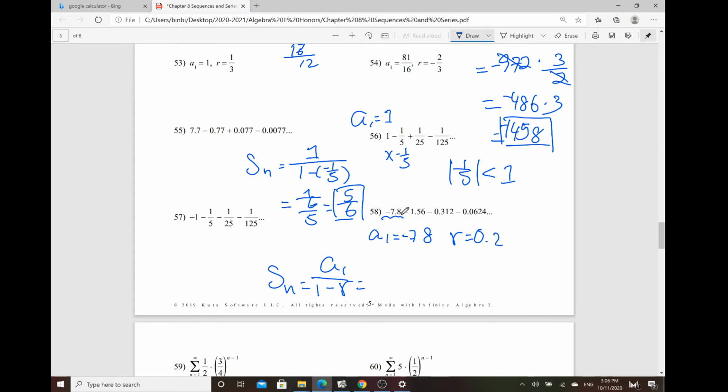The easy way to find the common ratio is to simply divide. So it's negative 7.8 over negative 1.56. Just convert it, then that would be 78 over 156. Reduce it, so it's 1 over 2, which is 0.5. So multiply by 0.5, or, no, multiply by 0.2.